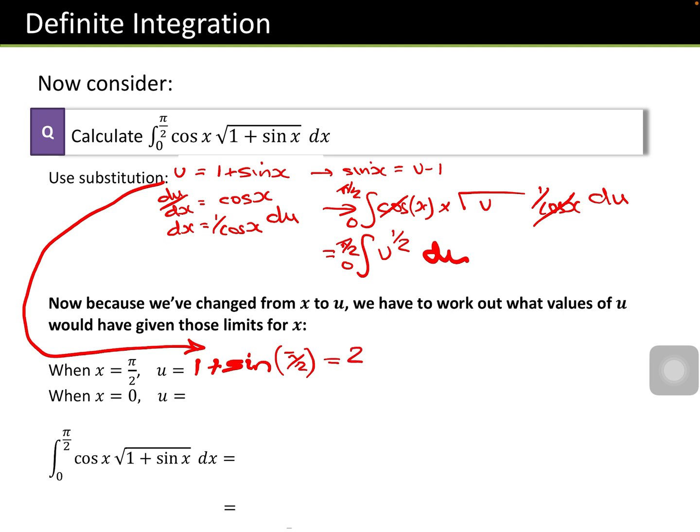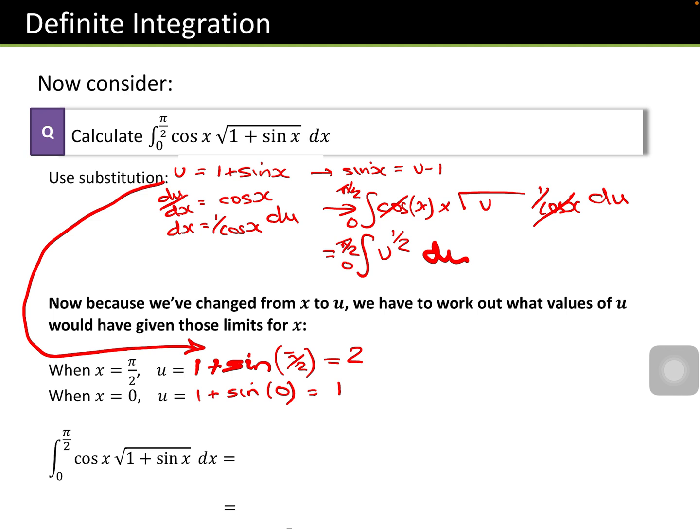And you do the same with the next one. So it'll be 1 plus sine of 0, which is going to give you 1. What you have got to make sure is the limits stay in the order they originally were. You may find that once you substitute these in, the limits don't look correct. Okay, that's absolutely fine, but you've got to keep them in the order they were.